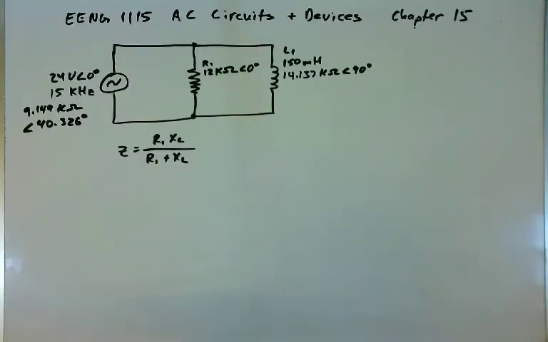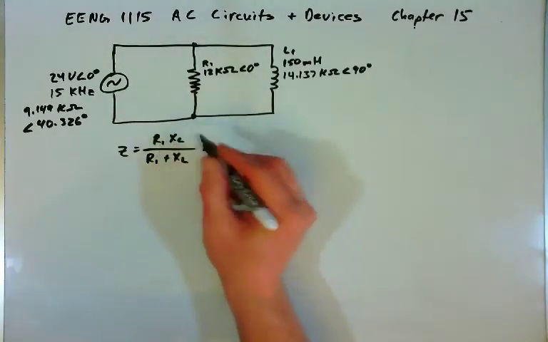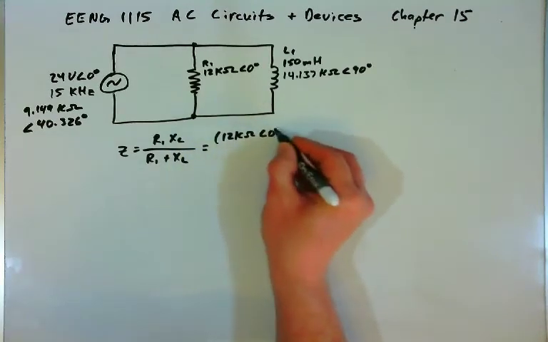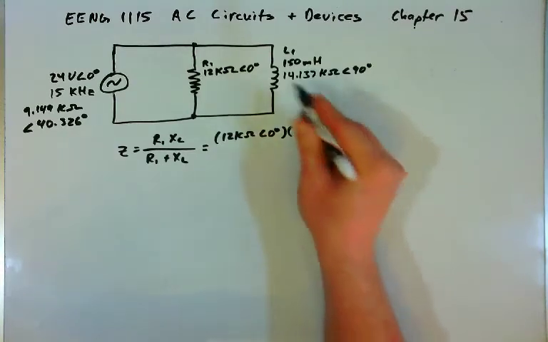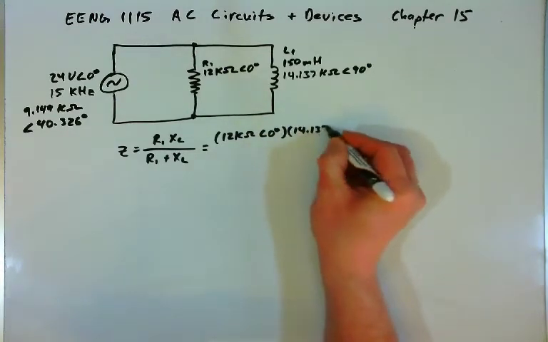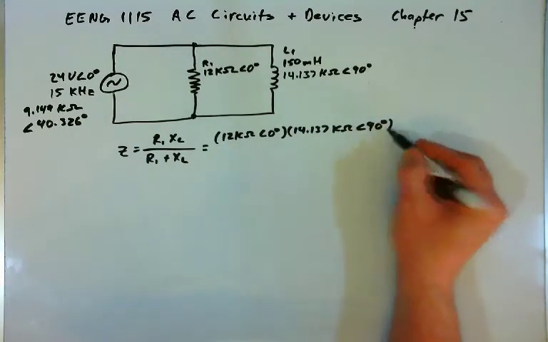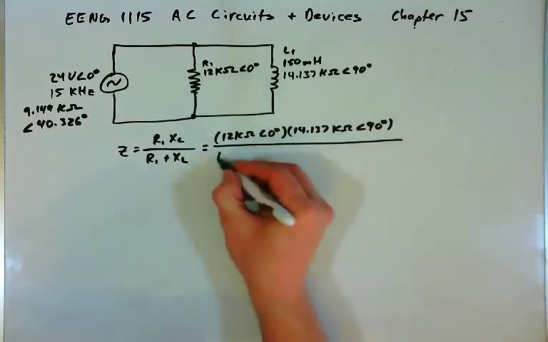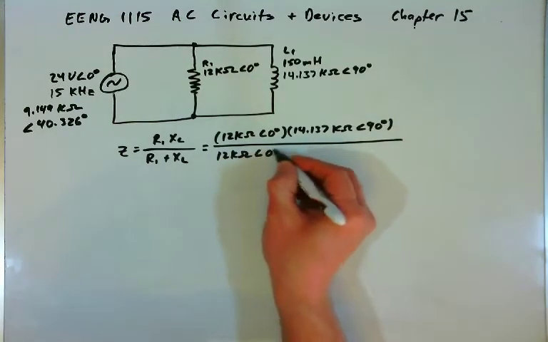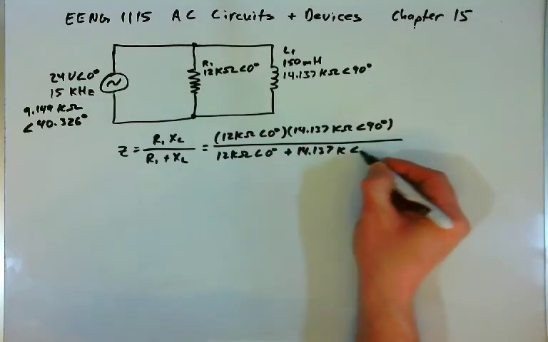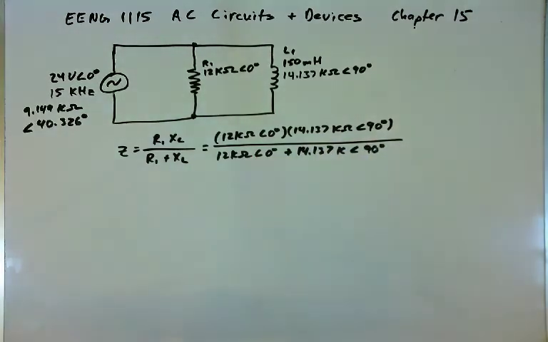I'm going to find the total impedance again, this time using the product over sum method, and then the choice will be yours as to which one you prefer. And so the total impedance will be R1 times X sub L. R1 is 12 kilo ohms at 0 degrees, times 14.137 kilo ohms at 90 degrees, and then we will divide by the sum: 12 kilo ohms at 0 degrees plus 14.137 kilo ohms at 90 degrees.